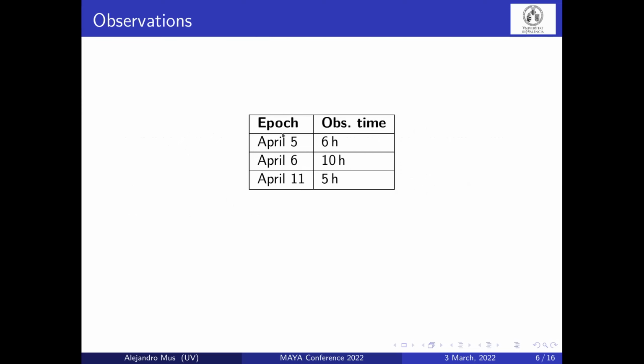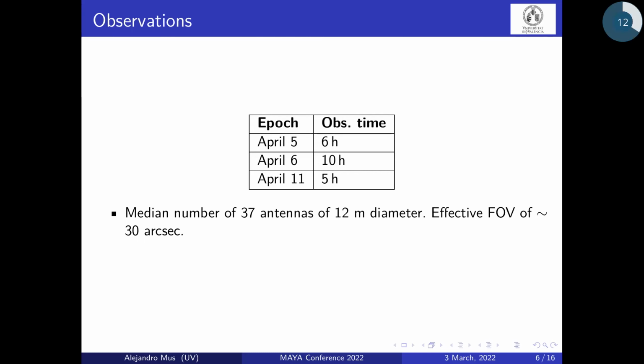In particular, on April 5 the Galactic Center was observed for 6 hours, April 6 for 10 hours, and April 11 for 5 hours. And why do I want to highlight this? Because never before was the Galactic Center observed that long by ALMA. Actually, ALMA didn't recommend it to us. I'm part of the EHT, so that's why I say us. They didn't recommend observing for that long, because the Galactic Center has very low elevations. So we had to push ALMA to its limits, and you will see at low elevations how this is very hard to deal with. There was a median number of 37 antennas of 12-meter diameter.